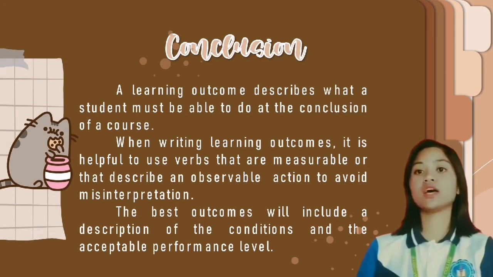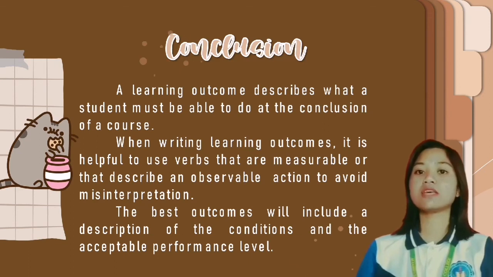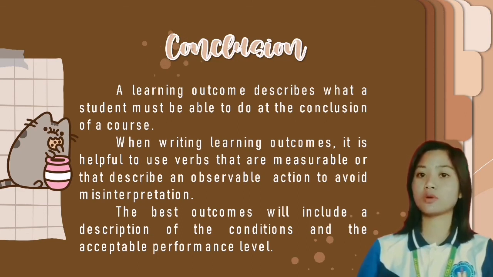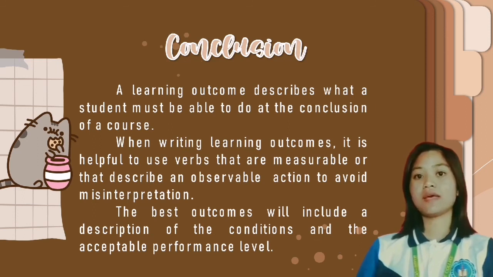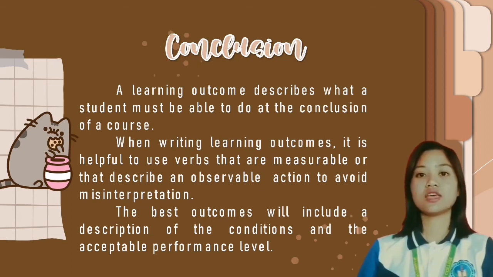So to conclude the discussion, a learning outcome describes what a student must be able to do at the conclusion of a course. When writing learning outcomes, it is helpful to use verbs that are measurable or that describe an observable action to avoid misinterpretation. The best outcomes will include a description of the conditions and the acceptable performance level.